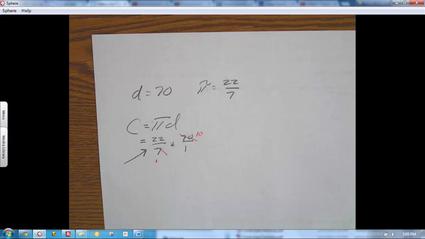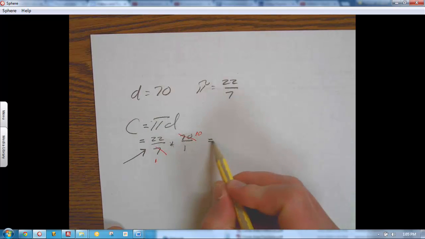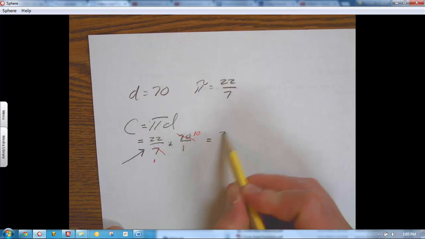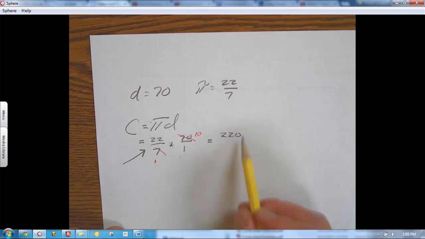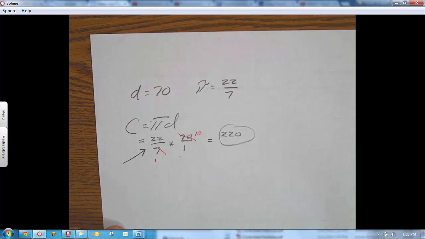and then we can do top times top, bottom times bottom, which in this case 22 times 10 is 220. 1 times 1 on the bottom is just 1, so our answer here is going to be 220.